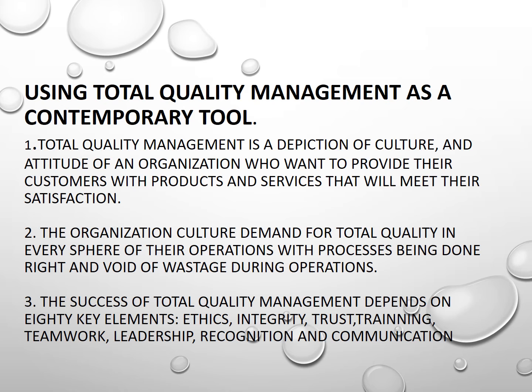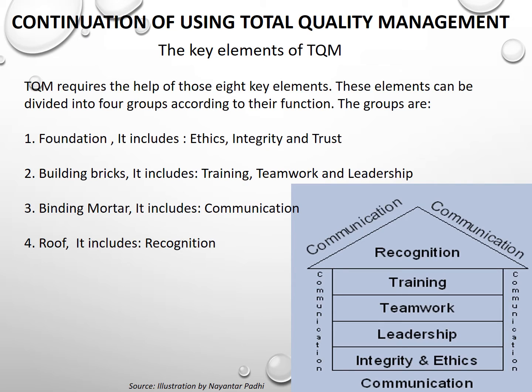The success of total quality management depends on 8 key elements. Number one is ethics, integrity is number two, trust is number three, training is number four, teamwork is number five, leadership number six, recognition number seven, and communication number eight.